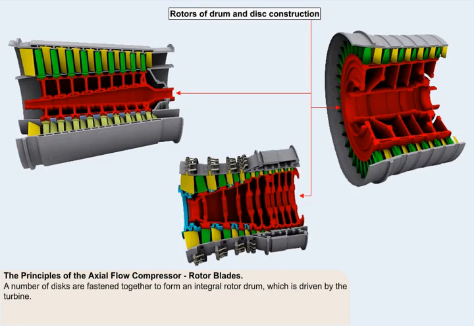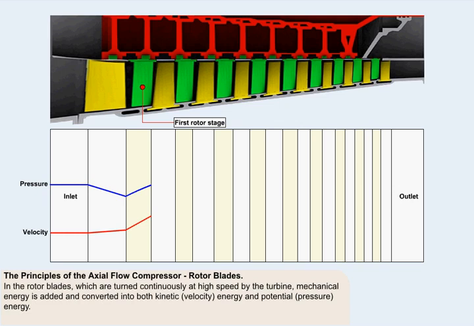A number of discs, the number equates to the number of stages, are fastened together to form an integral rotor drum, which is driven by a turbine. In the rotor blades, which are turned continuously at high speed by the turbine, mechanical energy is added and converted into both kinetic, velocity energy, and potential, pressure energy.